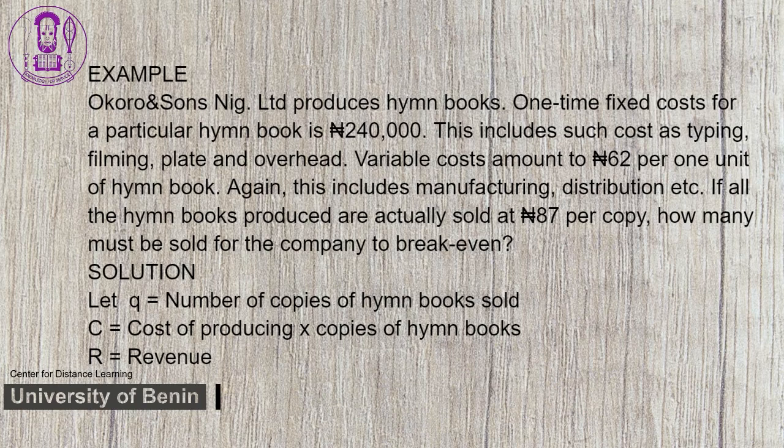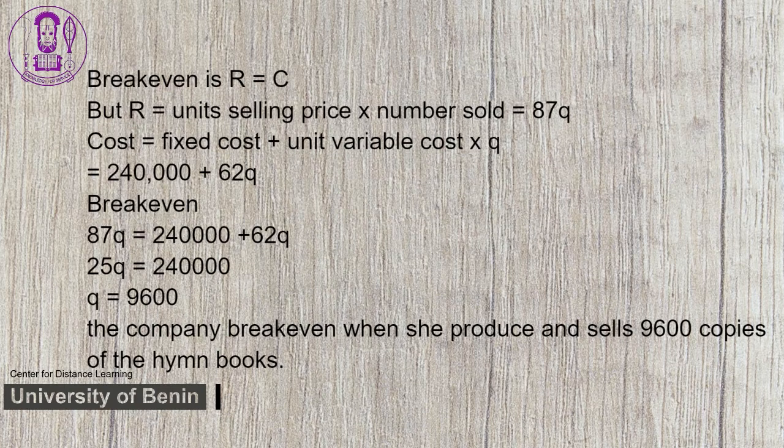If all the hymn books produced are actually sold at 87 per copy, how many must be sold for the company to break even? Solution: Let Q equal the number of copies of hymn books sold, C equal the cost of producing Q copies of hymn books, and R equal revenue. Break-even is R equals C.